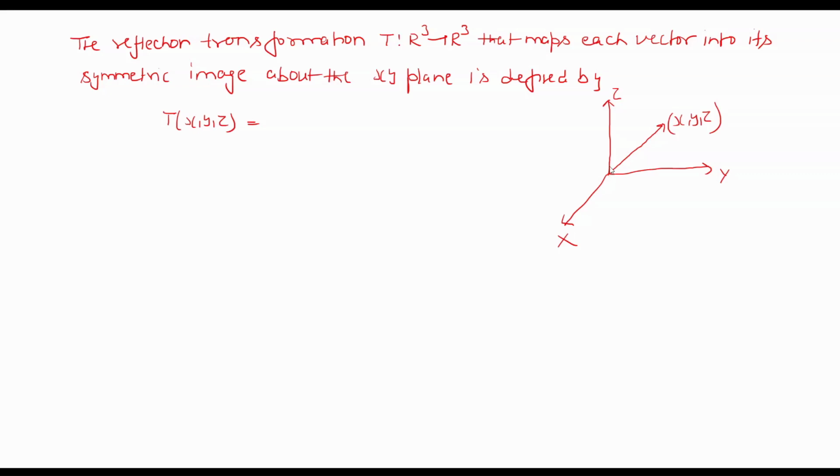Okay, so its image will be: the x and y coordinates will remain the same, only z will change from z to minus z. Okay, so it is x, y, minus z.